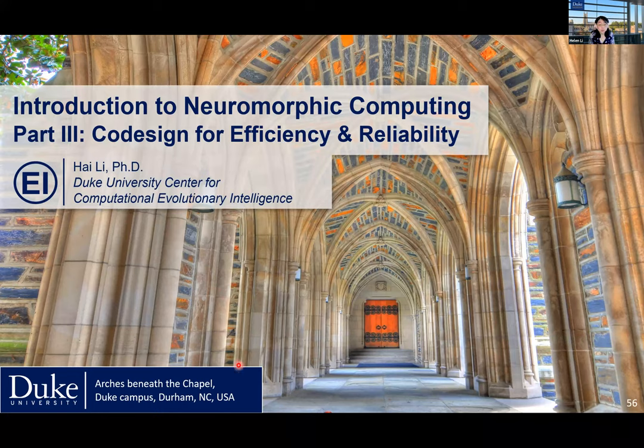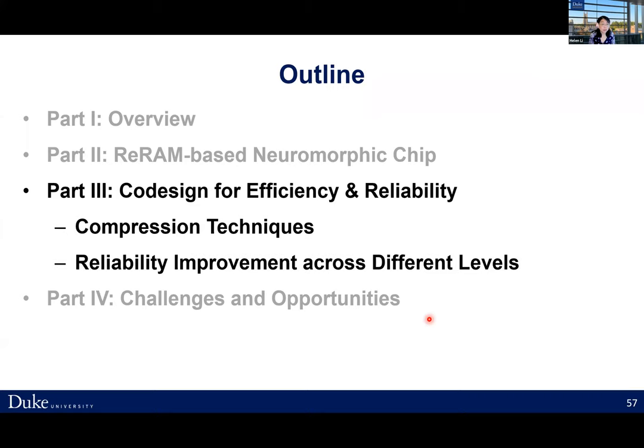The motivation here is that in neuromorphic designs, we face a lot of challenges, and the capability of the hardware is usually limited. So a lot of times we need to make trade-offs between the algorithm and the hardware design, and it's better to integrate the efforts together for optimization. So co-design is very popular these days.